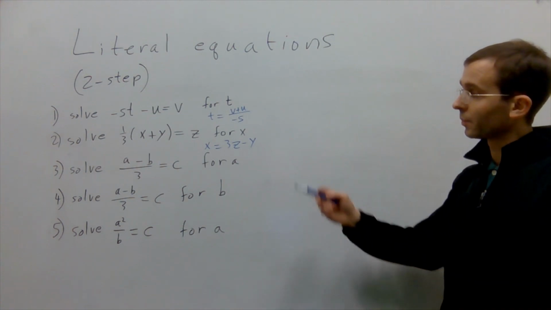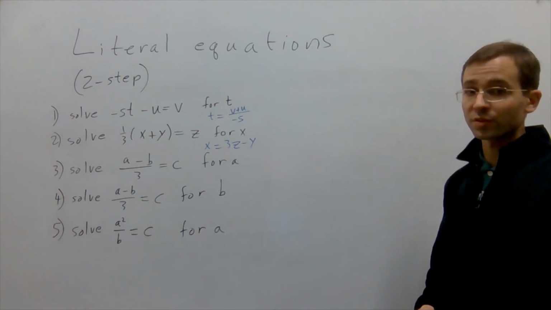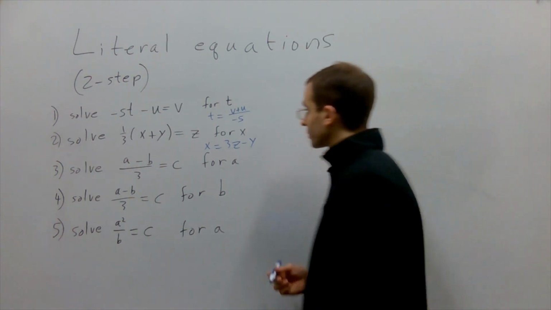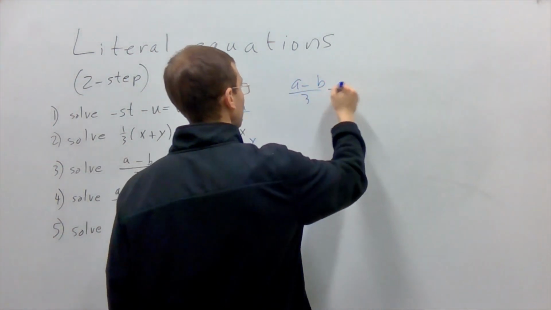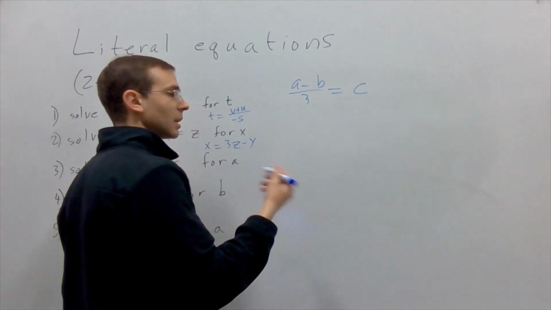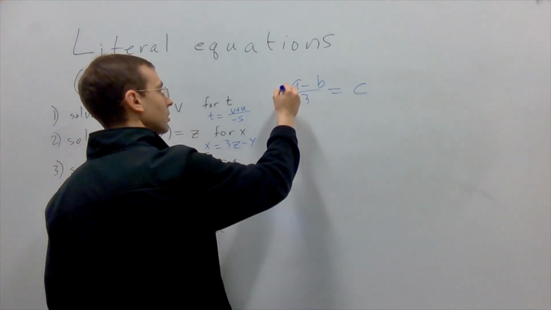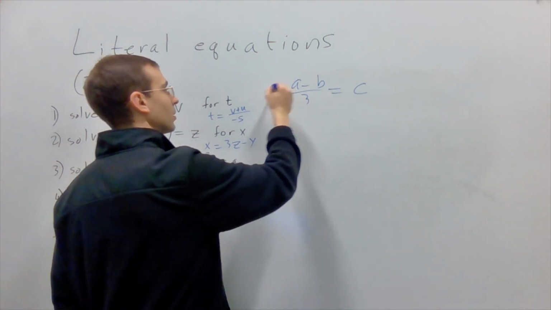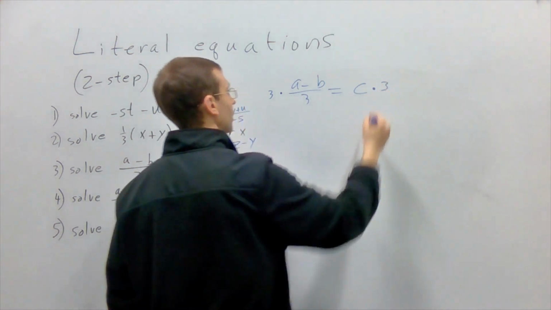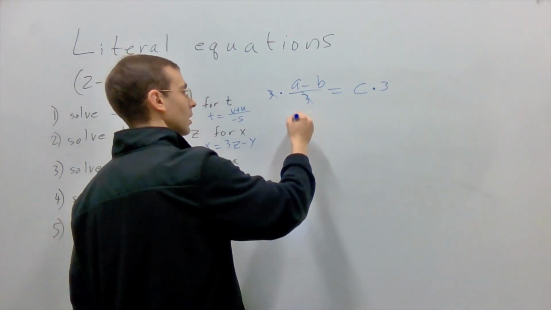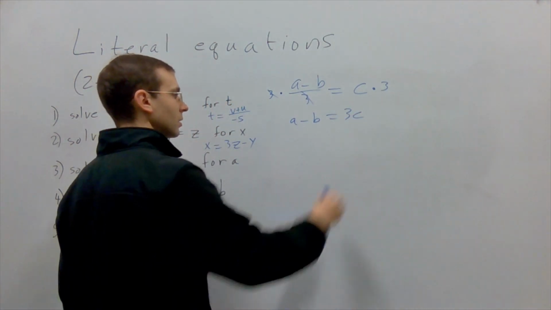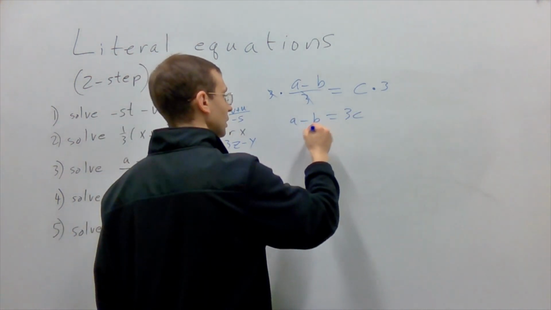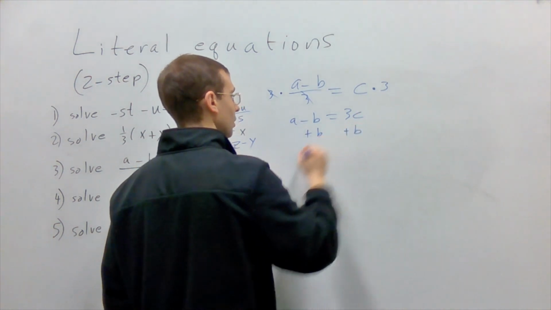Now for number 3. A minus b divided by 3 equals c. We're going to solve this for a. I'm going to take care of that dividing by 3 first by first multiplying both sides by 3. A minus b equals 3c. And then I'll simply add b to both sides, and we're good to go.